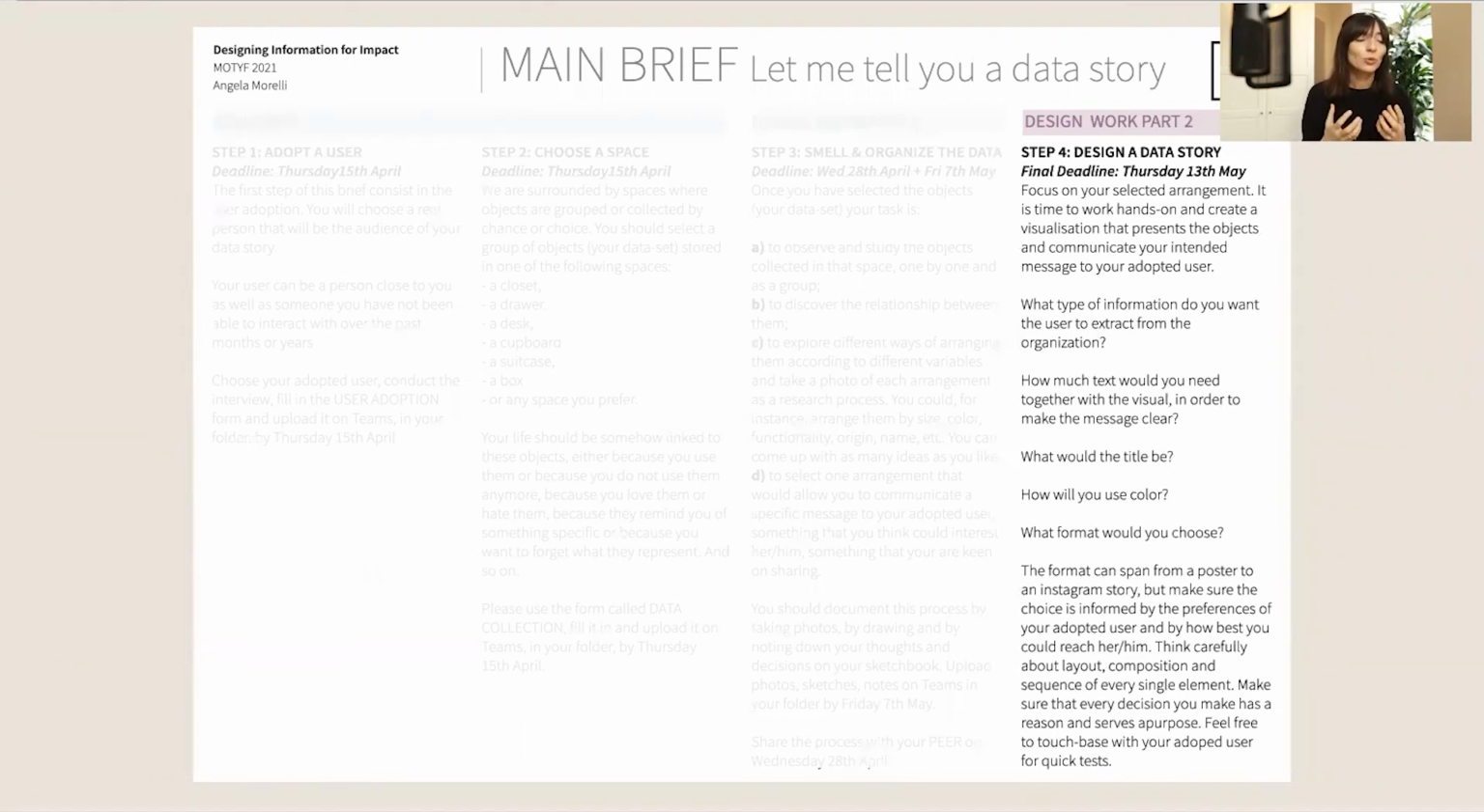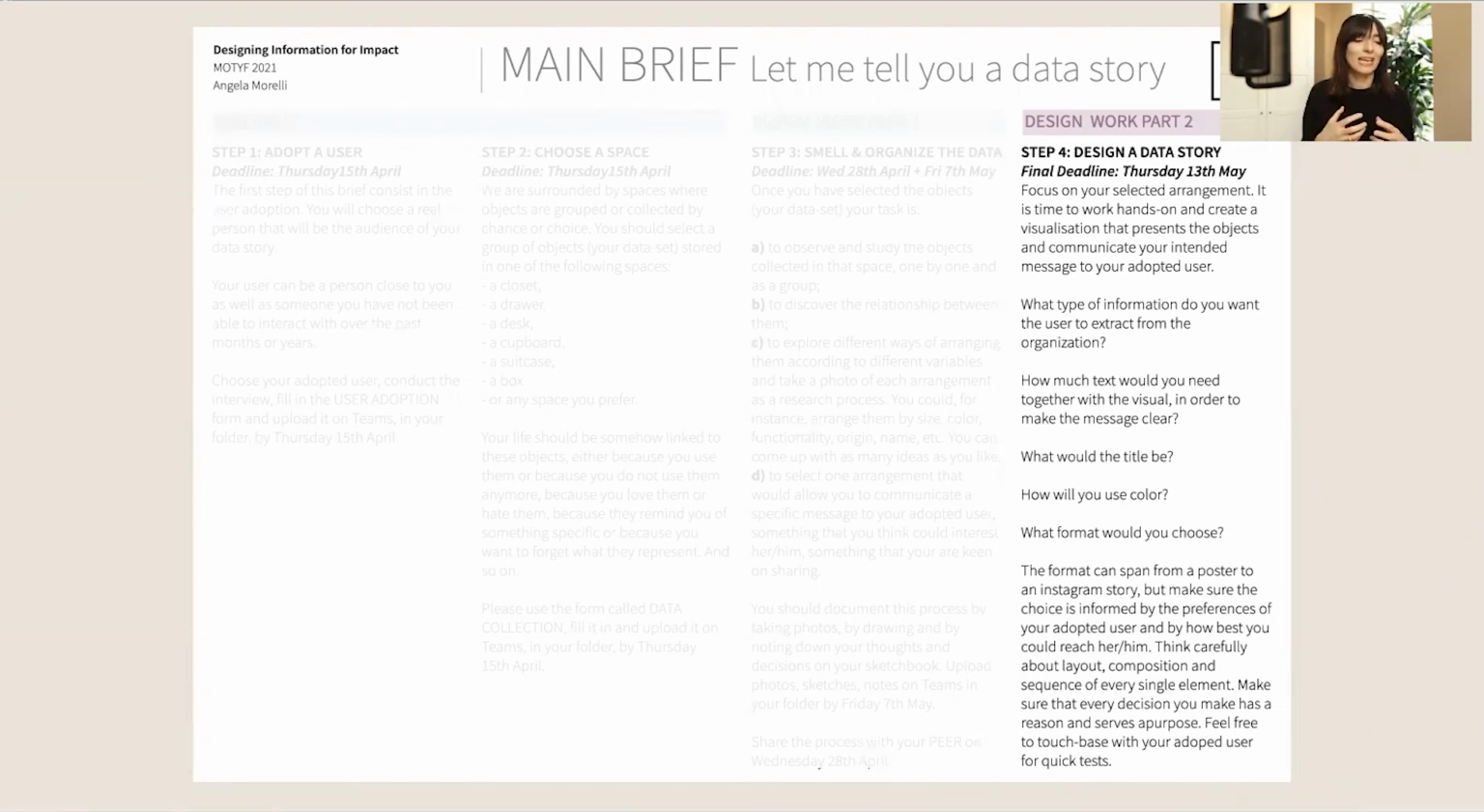It is time to work hands-on and create a visualization that presents the objects and communicates your intended message to your adopted user. What type of information do you want the user to extract from the organization? How much text would you need together with the visuals in order to make the message clear? What would the title be? How will you use color? What format would you choose?